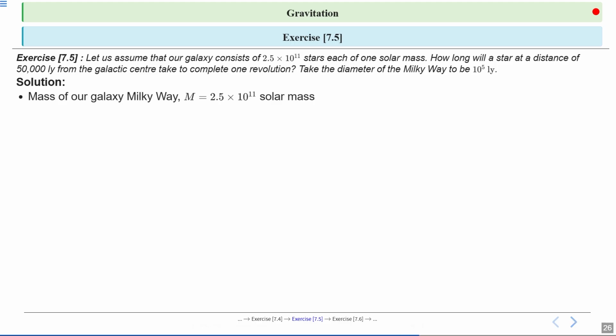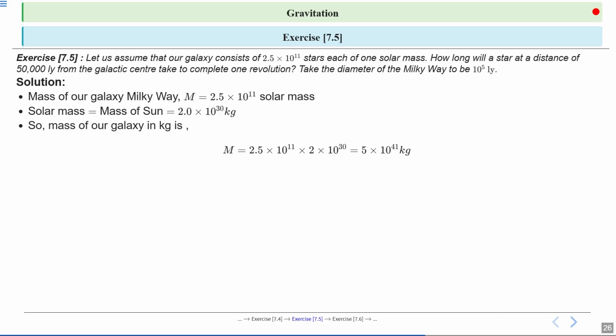Mass of the galaxy Milky Way M is equal to 2.5 into 10 raised to the 11 solar mass. And the solar mass of the Sun is equal to 2.0 into 10 raised to the power 30 kg. So multiplying, you will get 2.5 into 10 raised to power 11 into 2 into 10 raised to power 30. Solving this, you will get 5 into 10 raised to power 41 kilograms. All right.